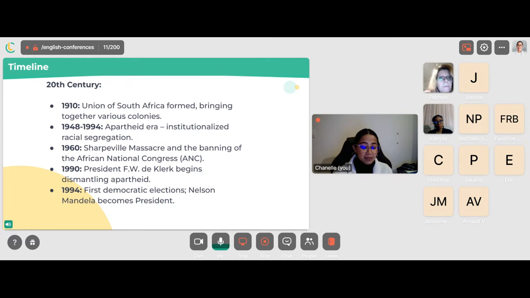In the 20th century, around 1910, we had the Union of South Africa, which was formed, bringing together various colonies. From 1948 to 1994, we have one of the hardest periods in South Africa's timeline, known as the apartheid era, which was institutionalized racial segregation. In 1960, it marked the Sharpeville massacre and the banning of the African National Congress. In 1990, we have President F.W. de Klerk, who began to dismantle apartheid. And in 1994, we had the first democratic election when Nelson Mandela became president.